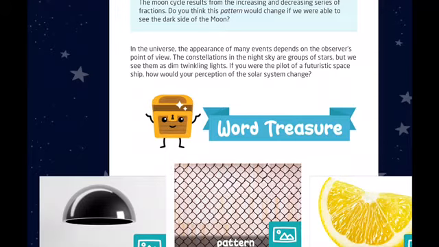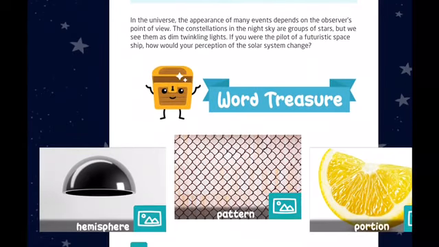It depends on whether they really have a pattern. Maybe they don't, and we want to see things from a different perspective, okay? The universe, the appearance of many events, depends on the observer's point of view. The constellations in the night sky are groups of stars, but we see them as dim twinkling lights. If you were the pilot of a futuristic spaceship, how would your perspective of the solar system change?